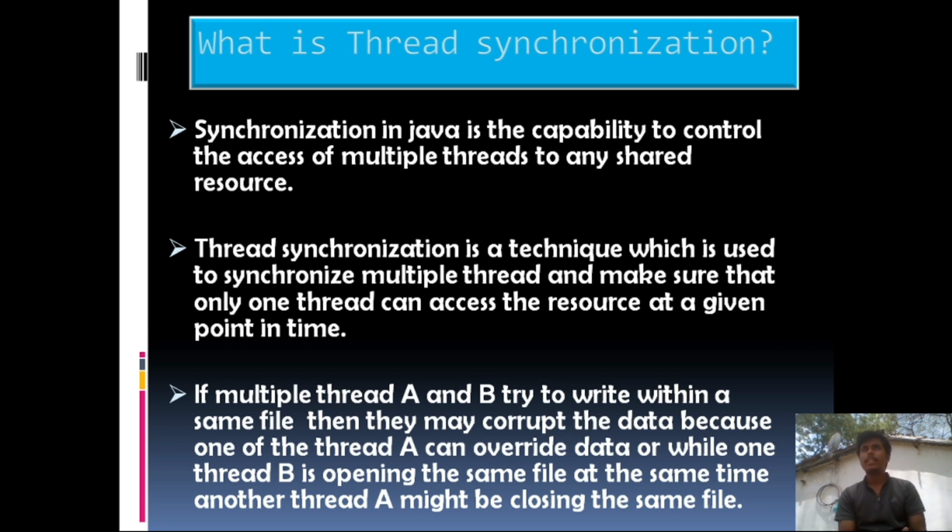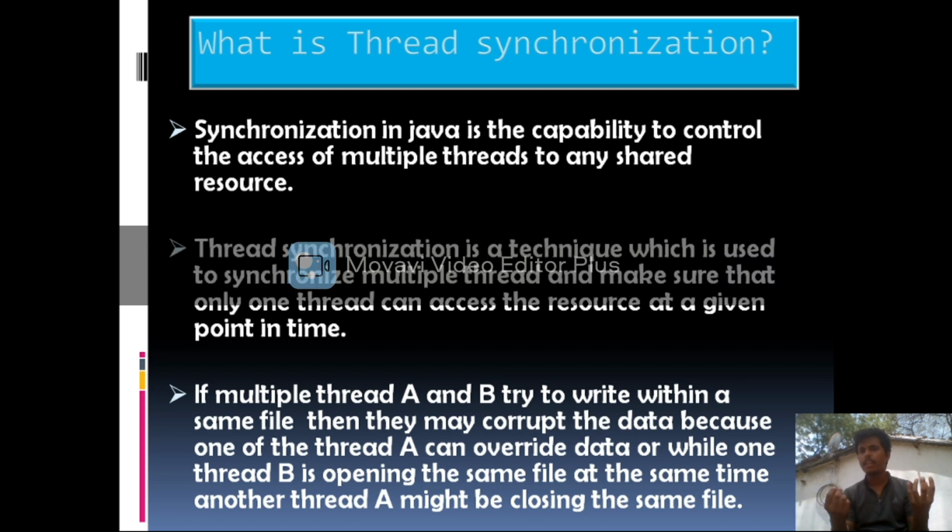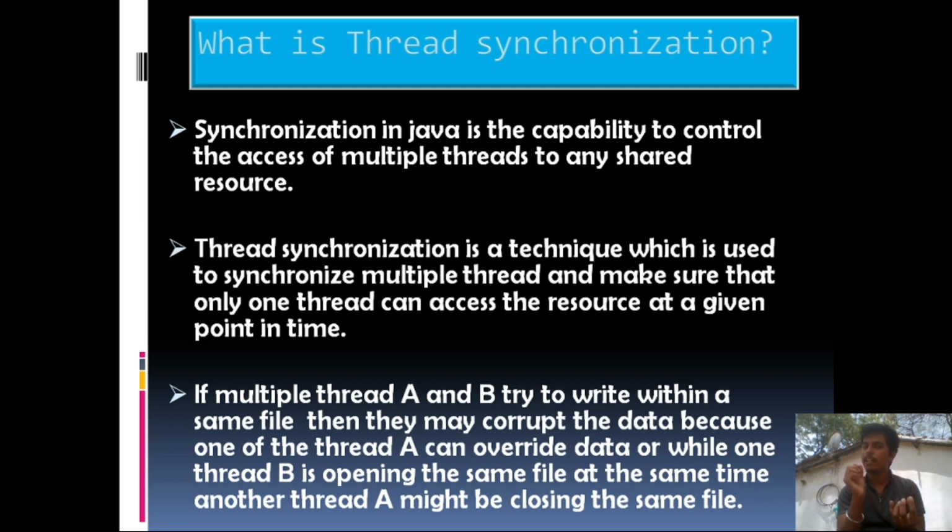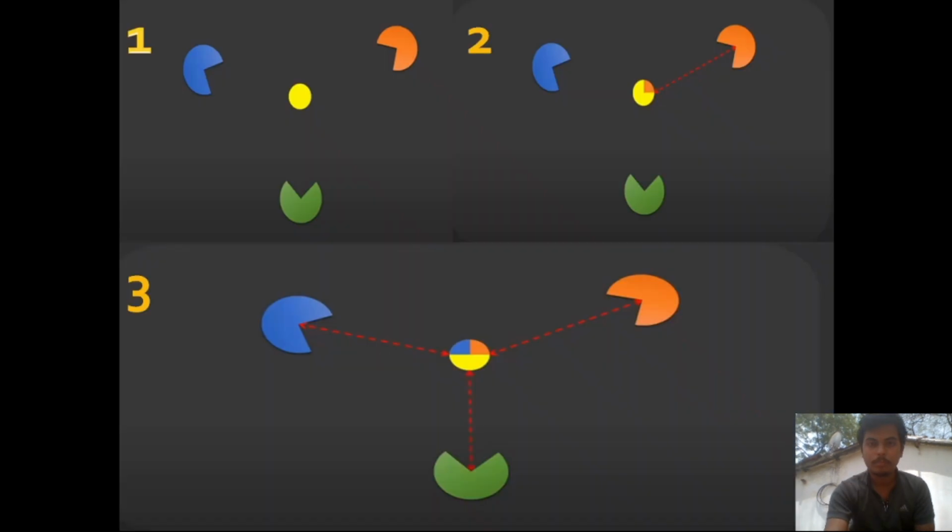Now we will see what happens if multiple threads access the same resource. So let's suppose this is our thread A and this is our thread B. Both want to access the resource. Suppose A wants to open the file and B wants to close the file. Then your data will be corrupt. So guys, this is a very dangerous problem, and the solution is synchronization.